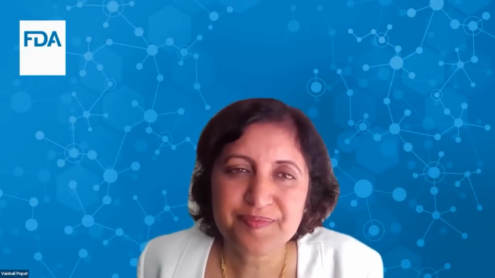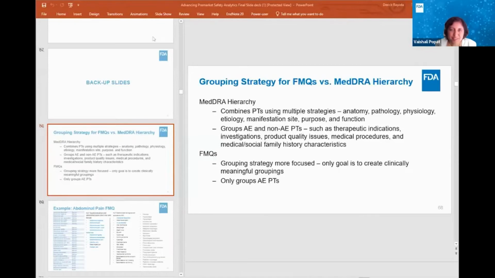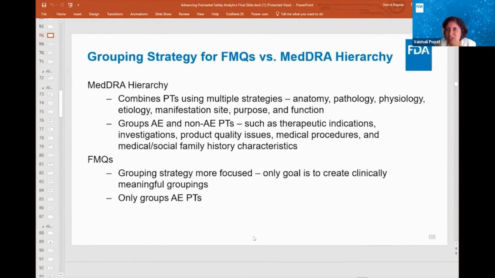So Brian, if we can go to slide 46 or 47. Okay, great. So, here we talk about the MedDRA hierarchy. The MedDRA hierarchy combines PTs using multiple strategies like anatomy, pathology, physiology, right? And then there are also PTs that are not related to AEs. So for example, there are indications, medical procedures, other characteristics. FMQs are more focused; their only goal is to create clinically meaningful groupings. So they only group the adverse events. And can you go to the next slide, please?